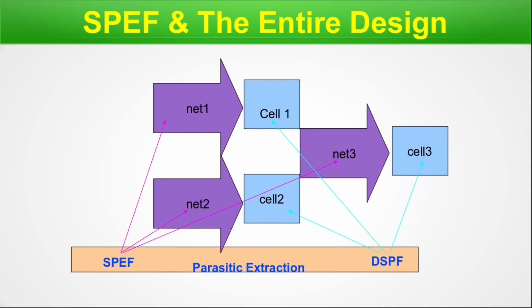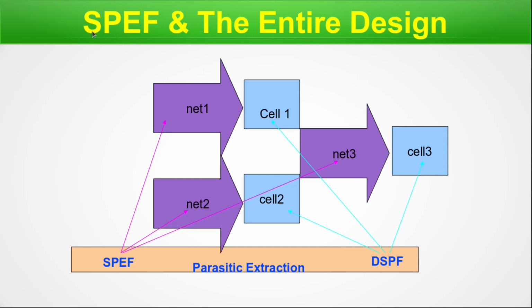The PEX file, that is SPEF file, for nets is called SPEF. Similarly, the PEX file for the cells is extracted in DSPF format. These are used during the standard cell characterization to calculate the internal delay. The delay and timing data for these cells are captured in the timing library file, that is the .lib file. We have covered this file in detail in one of the previous episodes of this series. I'll provide the link in the description.